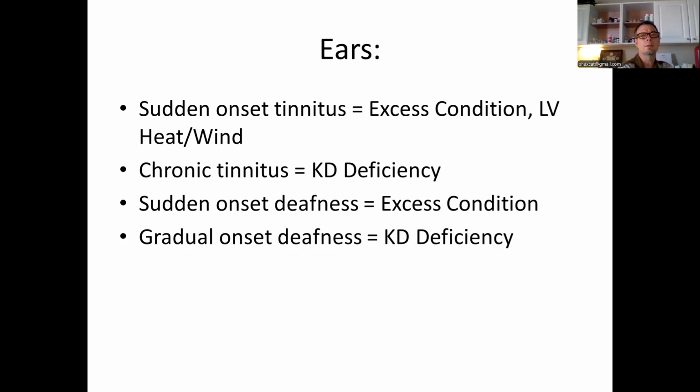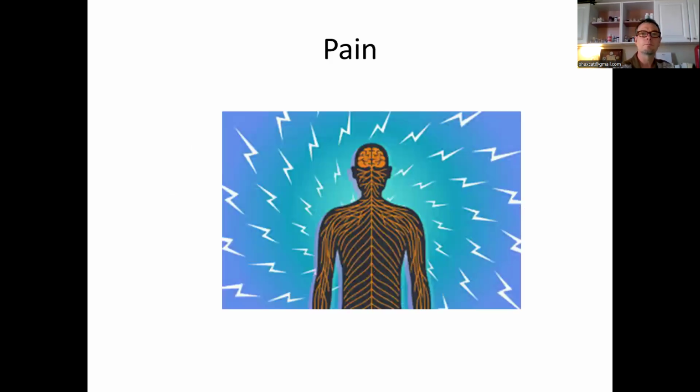Chronic tinnitus, kidney deficiency. Think about how the kidneys control the ear. Sudden onset deafness, excess condition, where you had your head against the cannon as it was going off. Gradual onset of deafness, it's a kidney deficiency. Pain. We're going to stop there today because I've got a patient coming up, and I will continue this in a little bit.